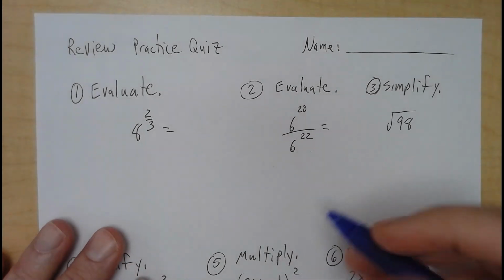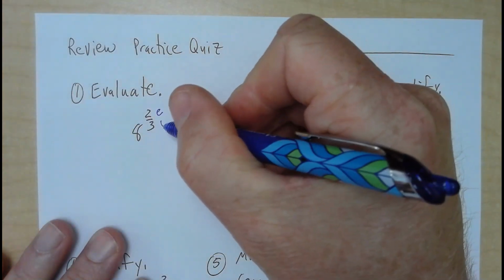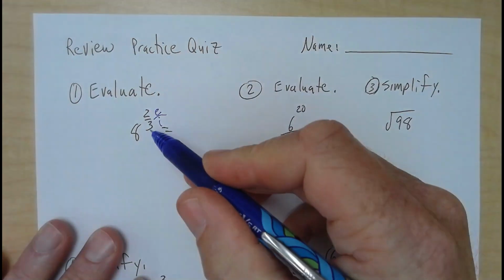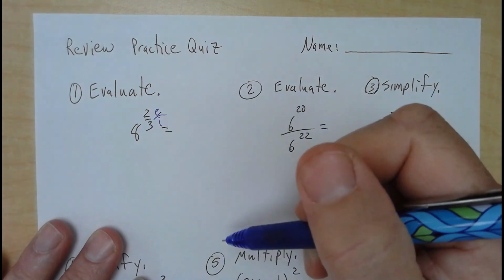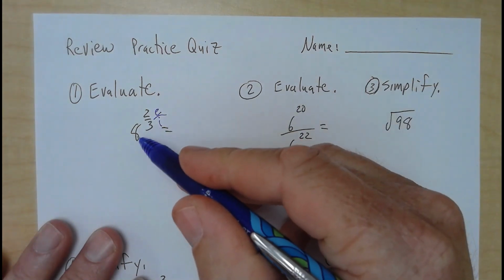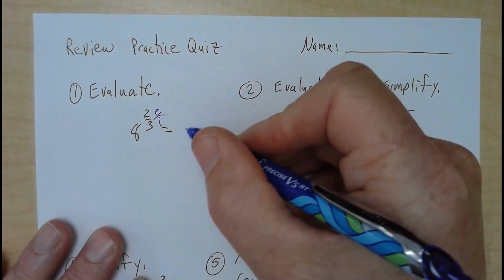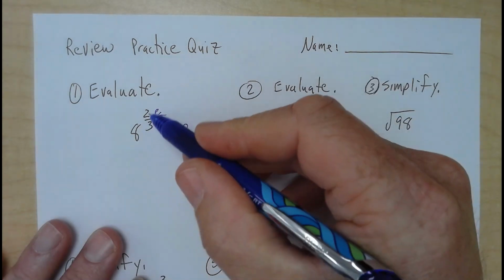All the students know the exponents. So the bottom of the fraction is called the index and the top is the exponent. The index means 3. Take the cube root, which is 2. Cube root of 8 is 2. Then I square it.